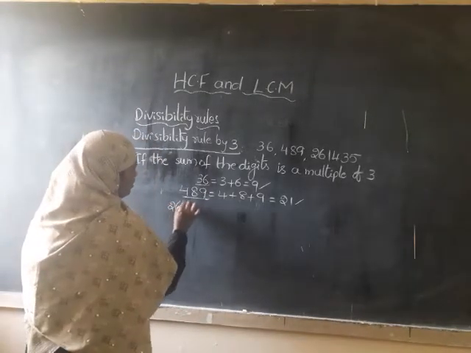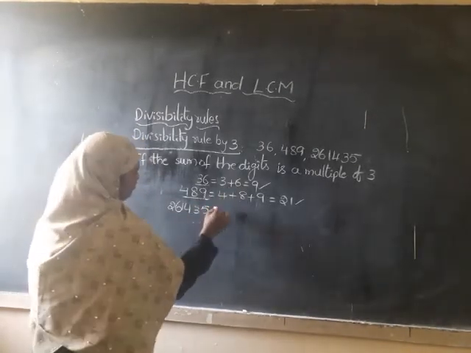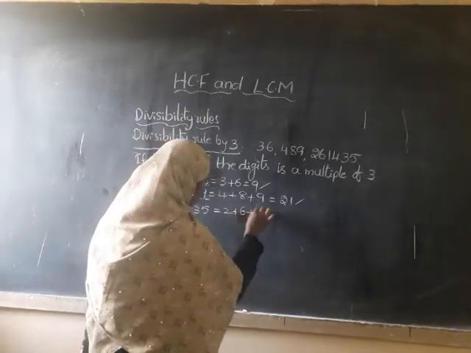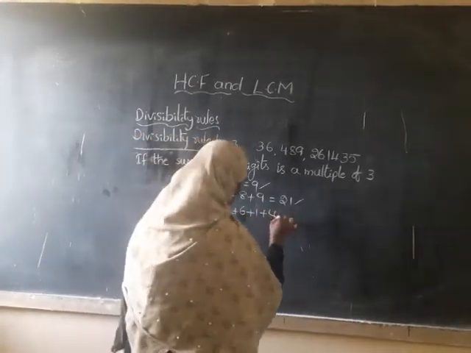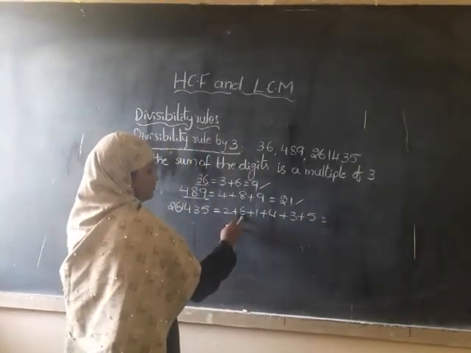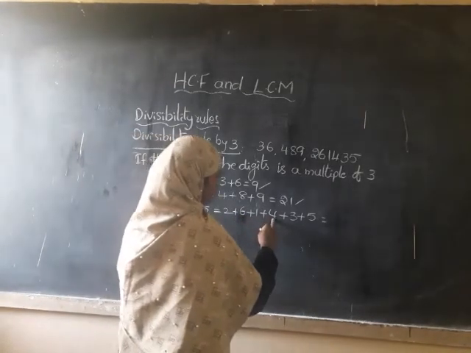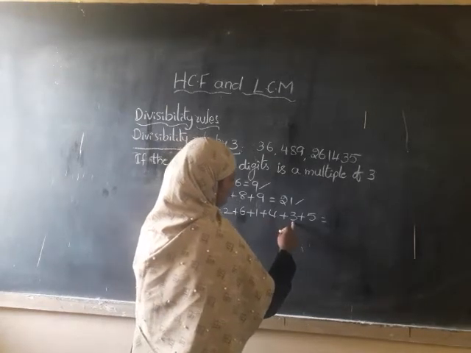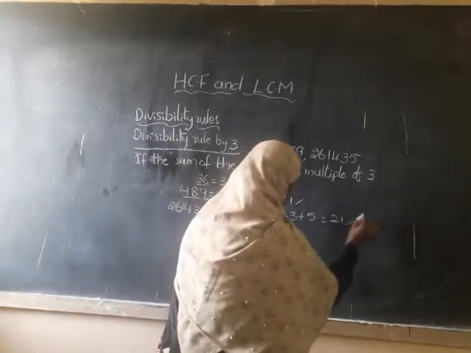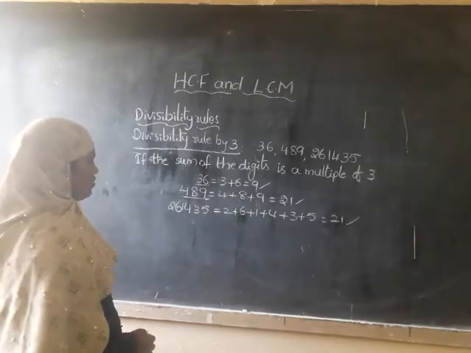Now, the third number is 261435. Sum of the digits is nothing but adding the digits. 2 plus 6 plus 1 plus 4 plus 3 plus 5. So 2 plus 6, 8, 9, 13, 16, 21. Yes, 21 is also a multiple of 3. So it is completely divisible by 3.